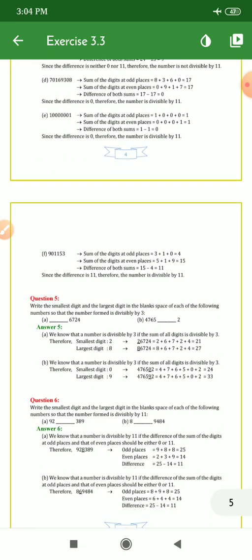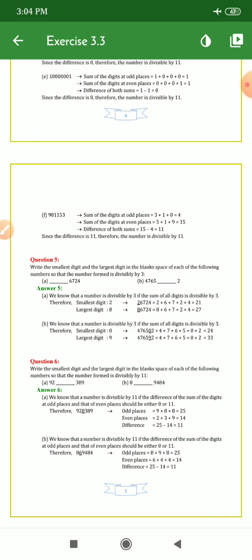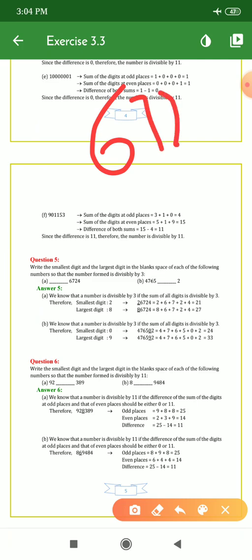Now we proceed to question number 5. Write the smallest digit and the largest digit in the blank space in each of the following numbers so that the number formed is divisible by 3. So what is the rule for divisibility of 3? It is very easy. What you have to do is, the sum should be divisible by 3. Okay, you are given 6 7 2 4.